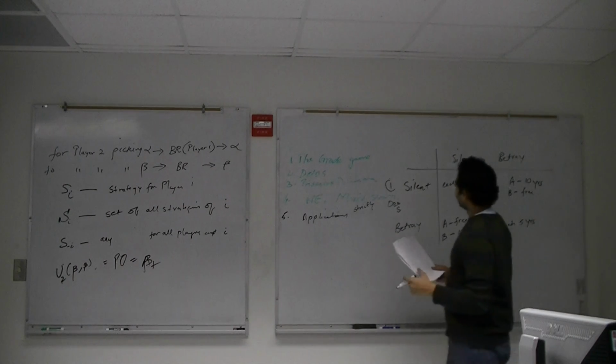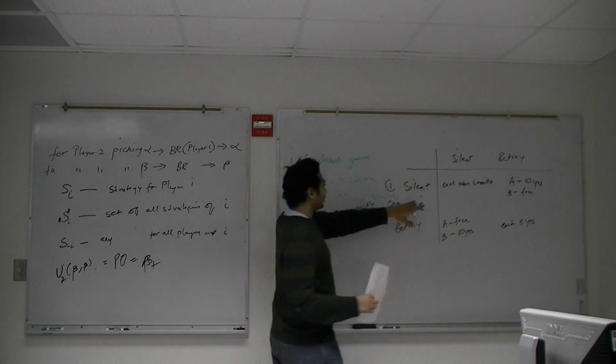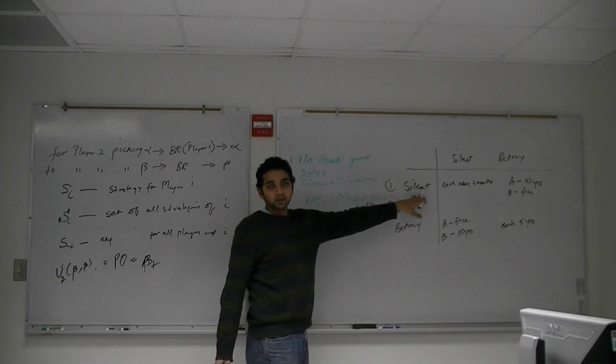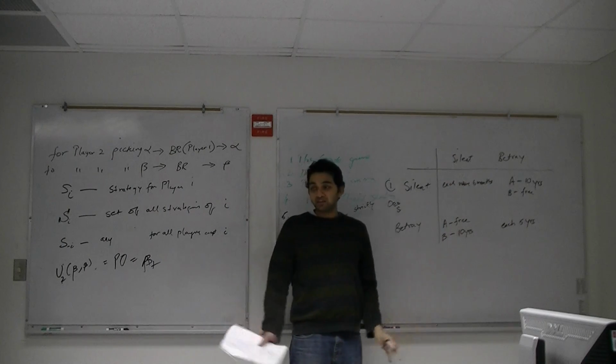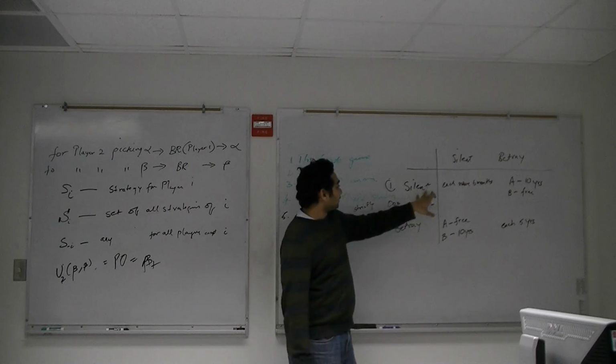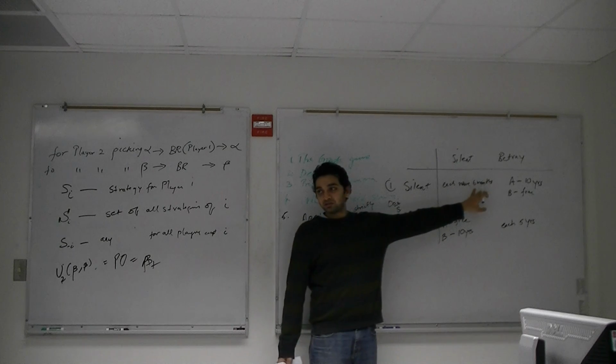Whoa, 10 years. Okay, so if one remains silent, right? And the other remains silent, like they don't confess or they don't do anything at all. Okay, they just remain silent. Each serves 6 months. Can you put A and B?